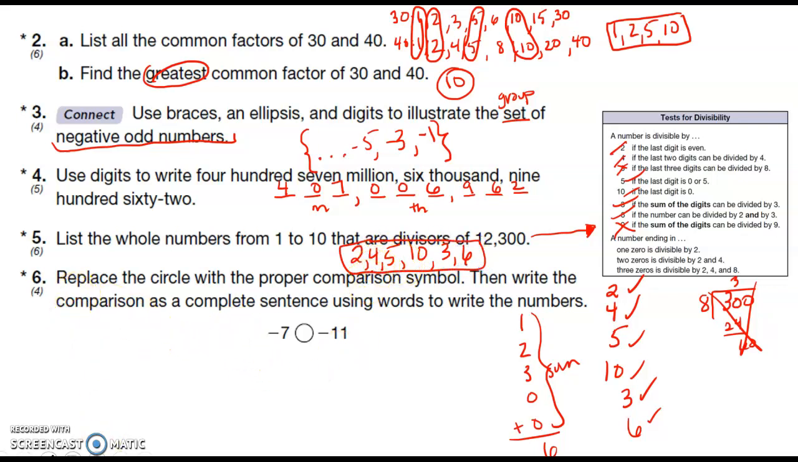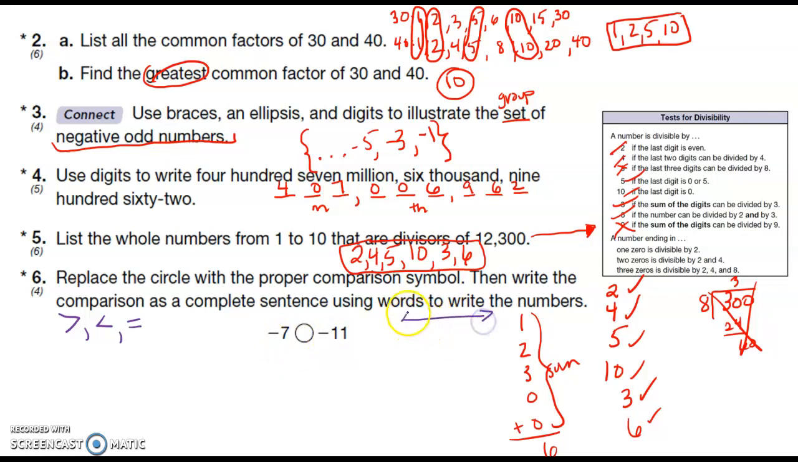Number 6. Let me change colors here. Replace the circle with the proper comparison symbol. That's going to be a greater than, a less than, or an equal symbol. Then write the comparison as a complete sentence using words to write the numbers. So I have -7 is greater than, equal to, or less than -11.